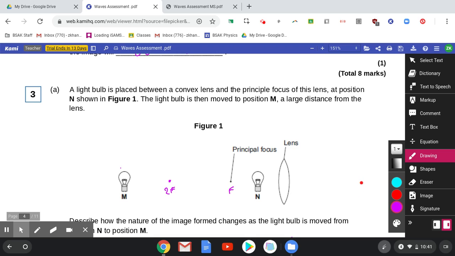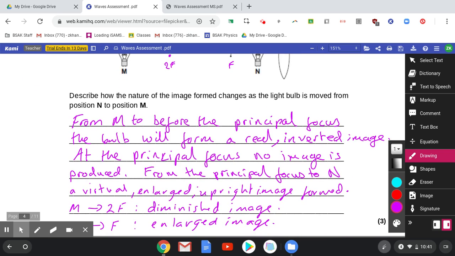It was still real, but it was enlarged, so it was much bigger, like a projector screen. And when this light bulb, let's say in this position now, in position N, so beyond the principal focus, what we get is a virtual image on this side. Okay, so we get a virtual image on this side. It is upright and it is magnified. It's much bigger than the original image, and that's how a magnifying glass works.